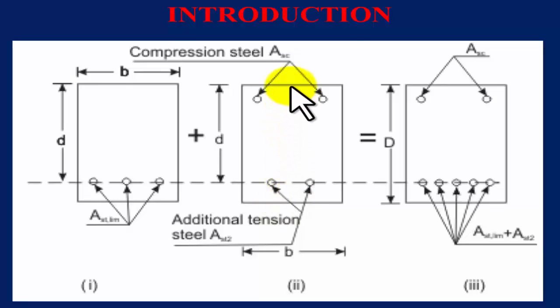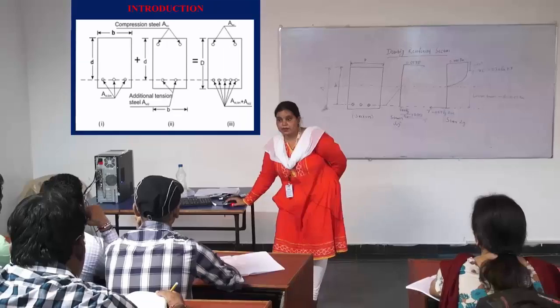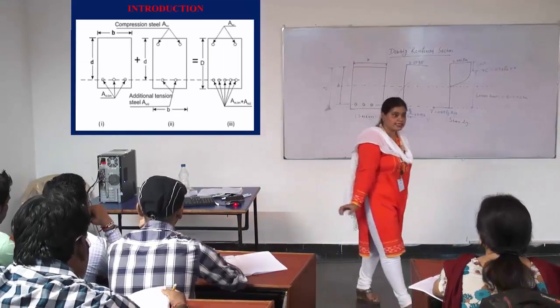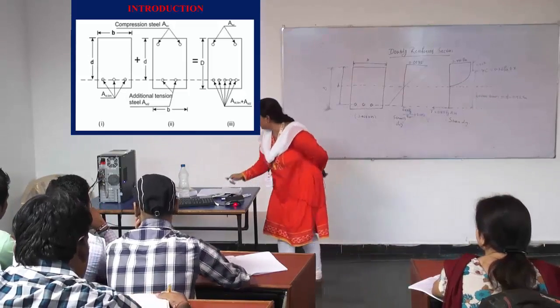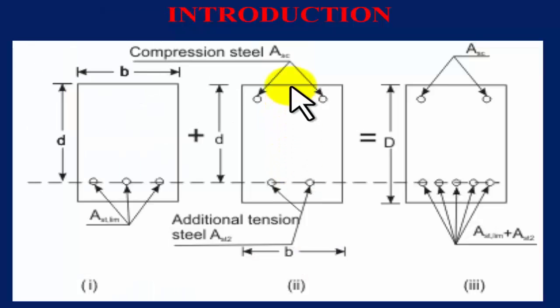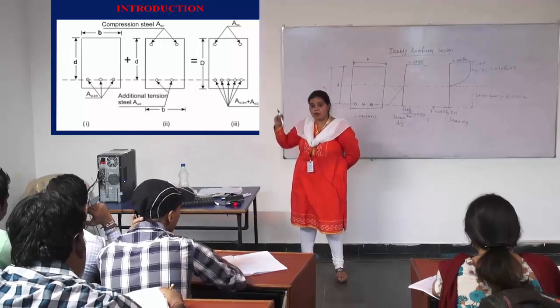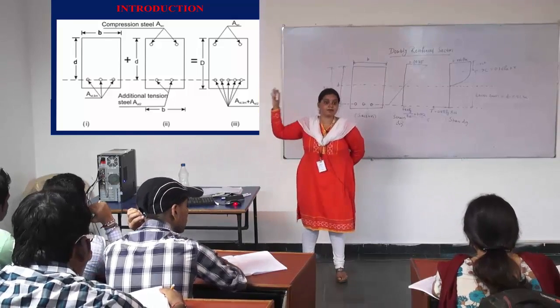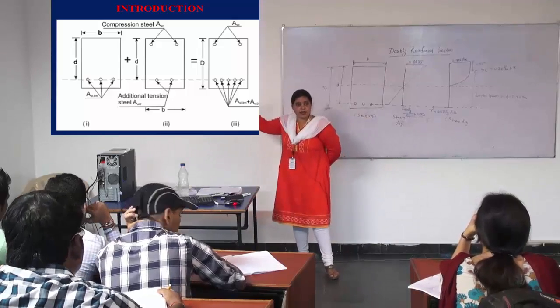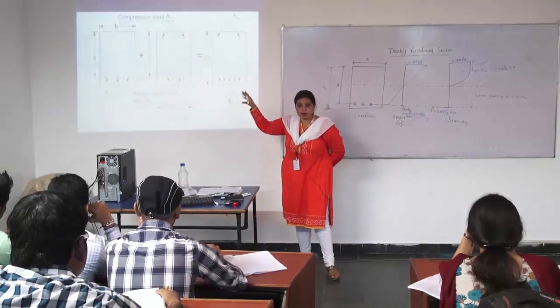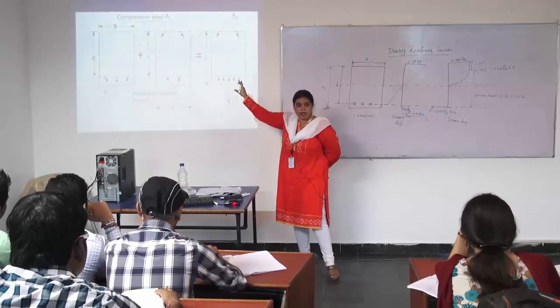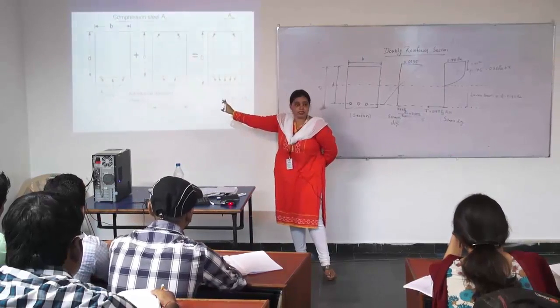So at the upper bar, what is the stress? FSC into ASC, force equal to stress into area. In your upper part here, the stress is FSC. FSC means stress in steel in compression zone. And again, one more thing: stress in concrete in compression zone, FCC. So FSC is there, FCC is also there. So we can find out Mu2 for FSC and FCC, as well as for this tension steel.